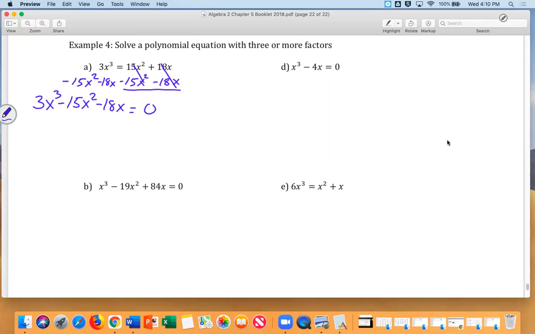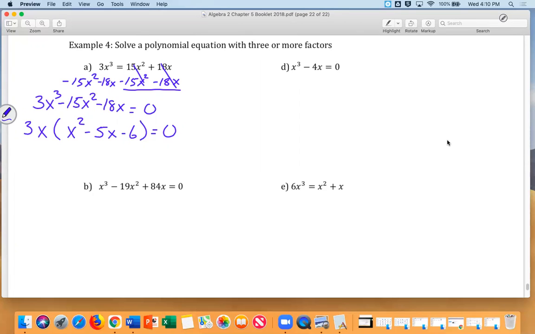Now, they all have x. You can factor that out. They're all divisible by 3. You can factor that out. 3x cubed divided by 3x is x squared. Negative 15 divided by 3 is negative 5. X squared divided by x is x. Negative 18 divided by 3 is negative 6. X divided by x. Well, I can't. So notice I'm starting to get different parts here.